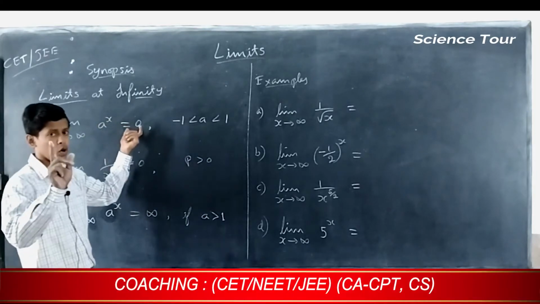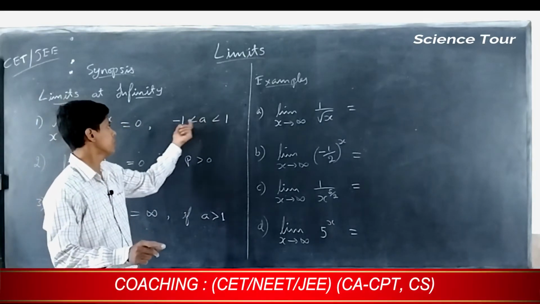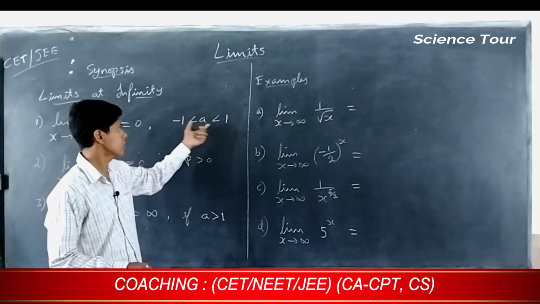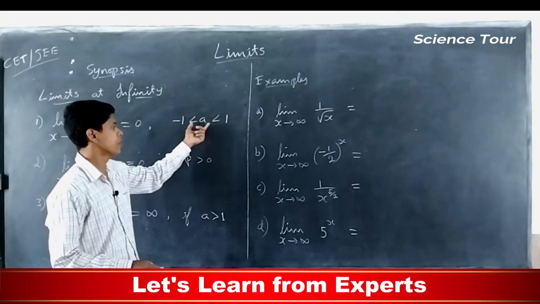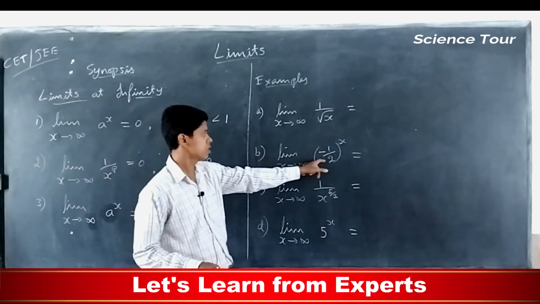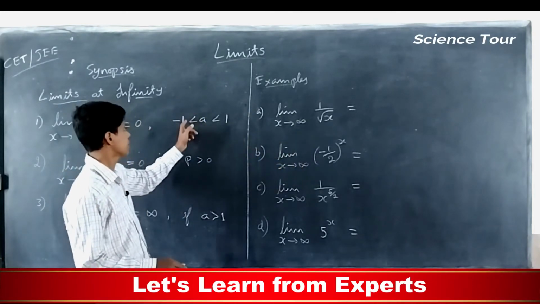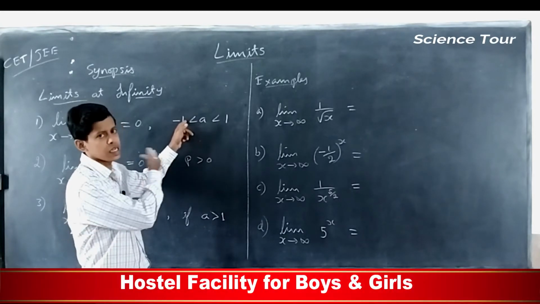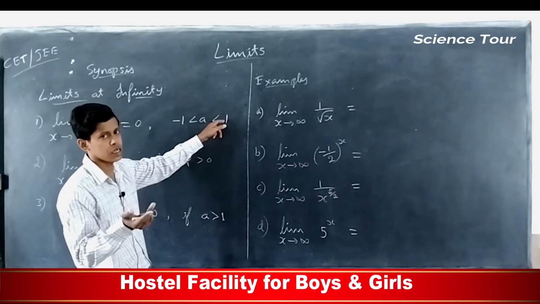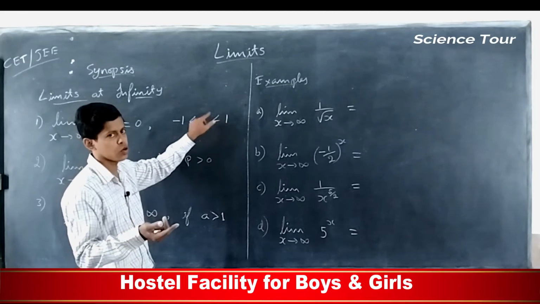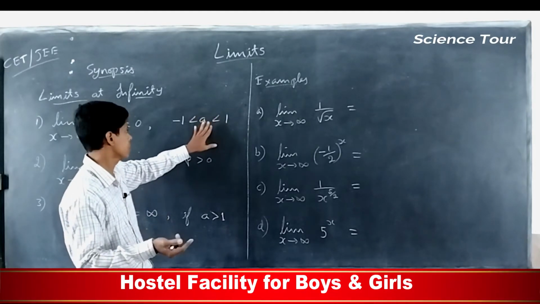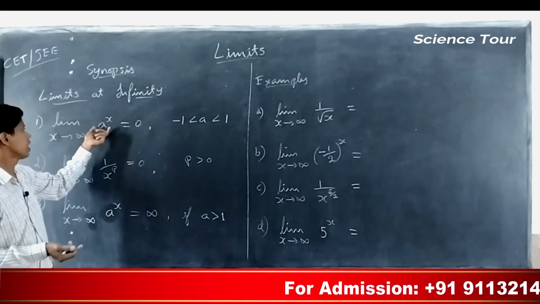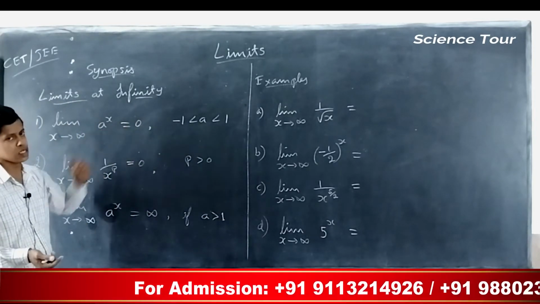That will be 0 if a is between minus 1 and 1. It should not be equal to minus 1 or 1, but anywhere in between. So it can be minus half, it can be minus 0.9, minus 0.999, or plus 0.999, 0.5, 0.1, 0. Anywhere in between, the value will be 0.